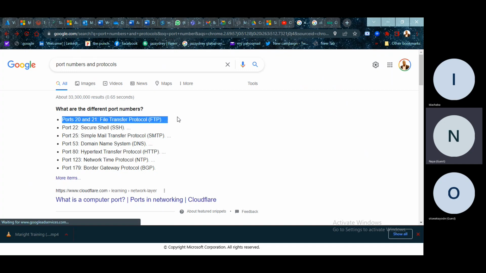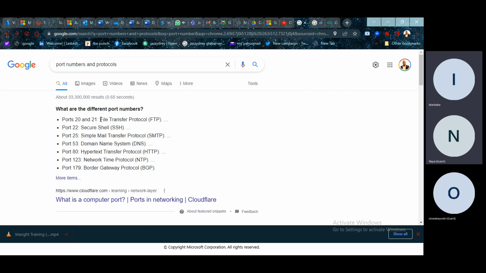popular ports. File transfer protocol: if you want to transfer a file from one computer to another within the network, you use port 20 or port 21. Then if you want to do SSH, secure shell, you use port 22. For example, for simple mail transfer protocol to send emails up and down, you need to open this port. Do you understand? If you don't open this port, email will not go out.